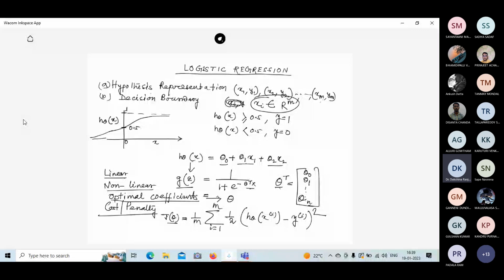Okay, now what will happen when we use the cost function which is actually used for linear regression in logistic regression? What are the consequences we will see if we use the cost function of linear regression in logistic regression? Okay.